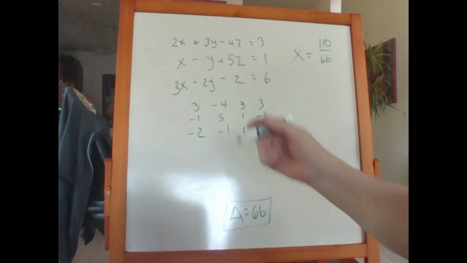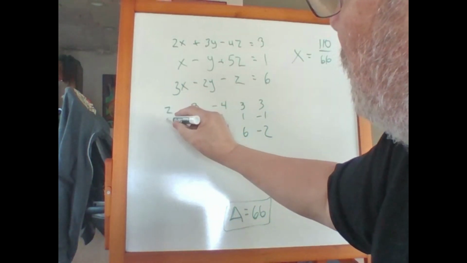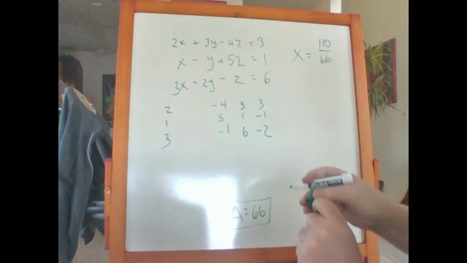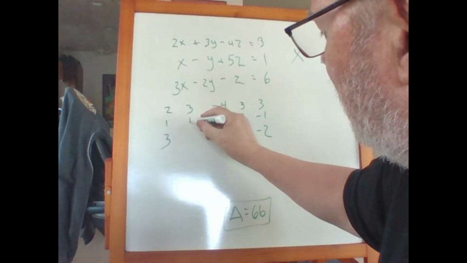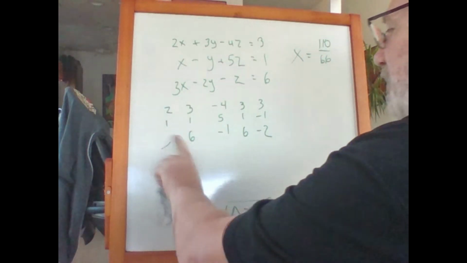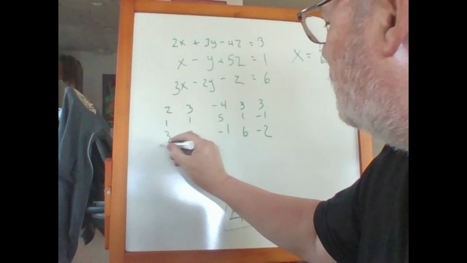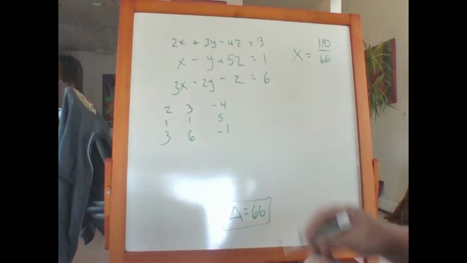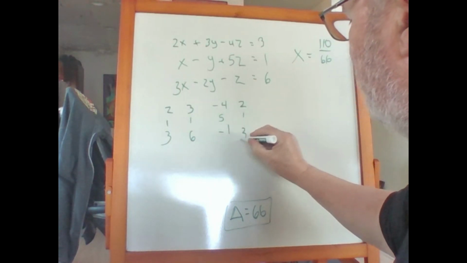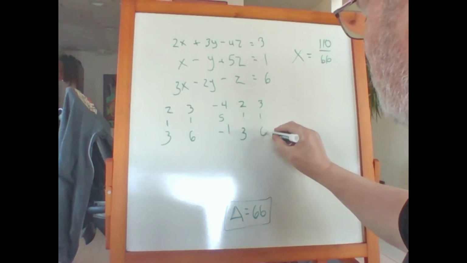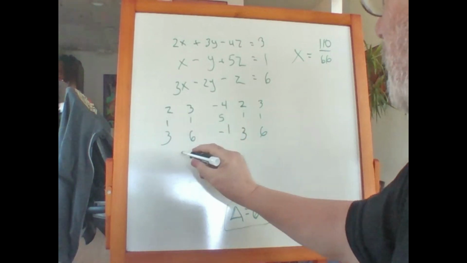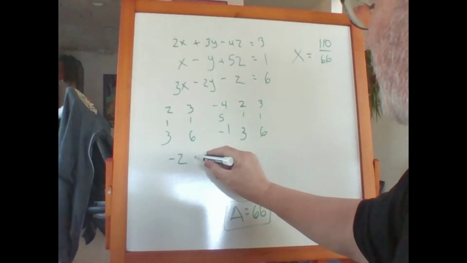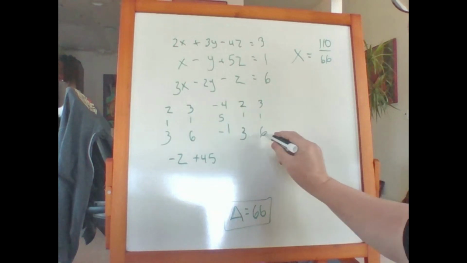Now we want our y value, 2, 1, 3. So in our y column, we put 3, 1, 6. Okay, let's put 3 up here a little neater. Now we rewrite these last two columns. 2, 1, 3 and 3, 1, 6. Okay, so we got minus 1, so we got negative 2. We've got 9 times 5 is 45 plus 45. And we have minus 24.